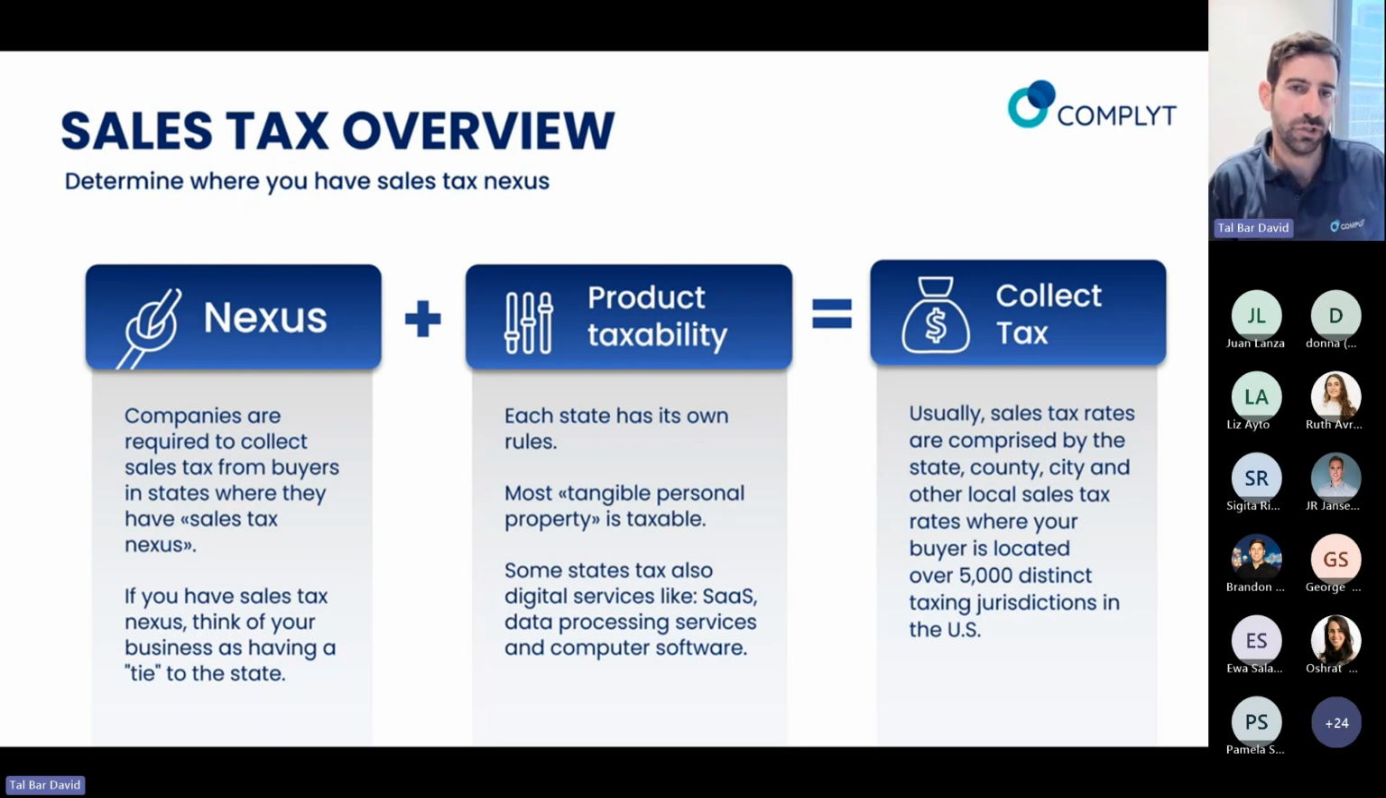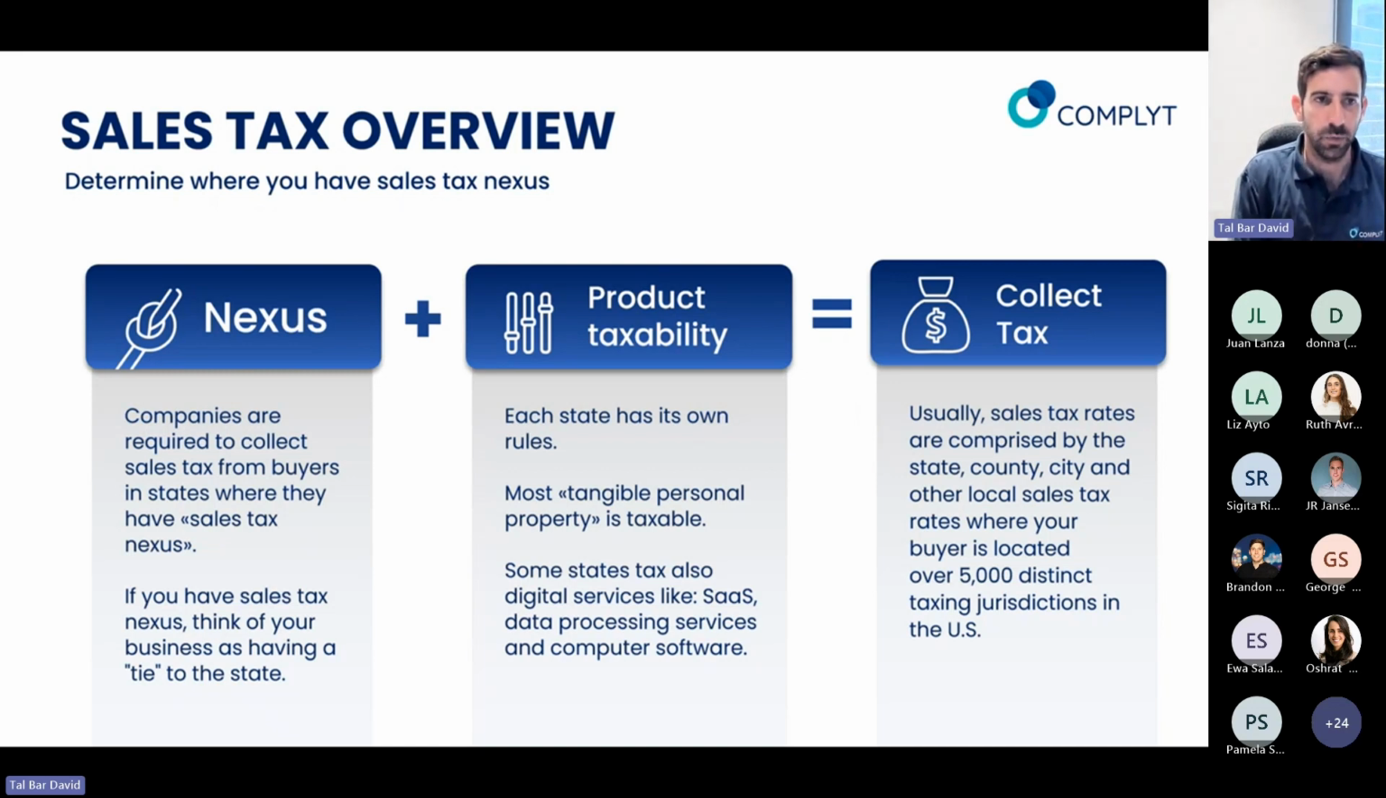Because the first question we need to ask ourselves is whether I have nexus. Nexus, basically, is my connection as a business to the state. So let's imagine that you are doing a transaction from the UK with someone in New Jersey. You need to ask yourself whether, as a company, you have nexus in New Jersey. Nexus can be established in a few ways, but the main ones are physical nexus or economic nexus. We're going to dig into that in the next slide.